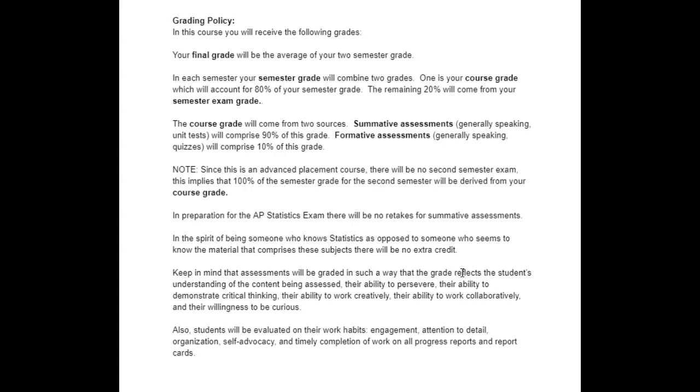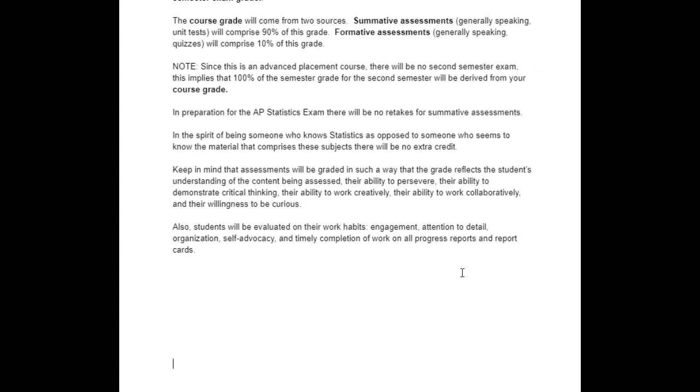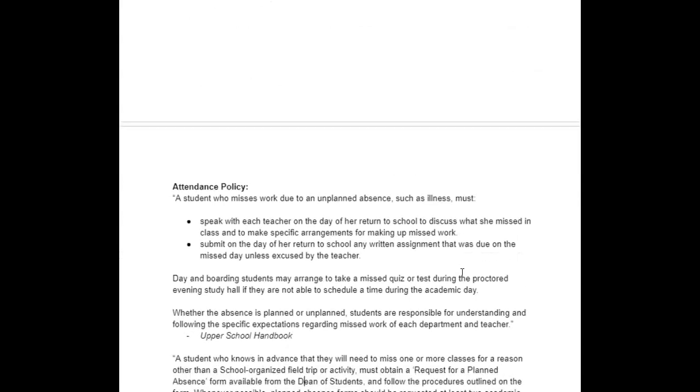On the sliders on the report cards, you get graded on the following work habits: your engagement, your attention to detail, your organization, your self-advocacy, and your timely completion of work. Right. So that all goes into the sliders on the report card and comes out on the other end.